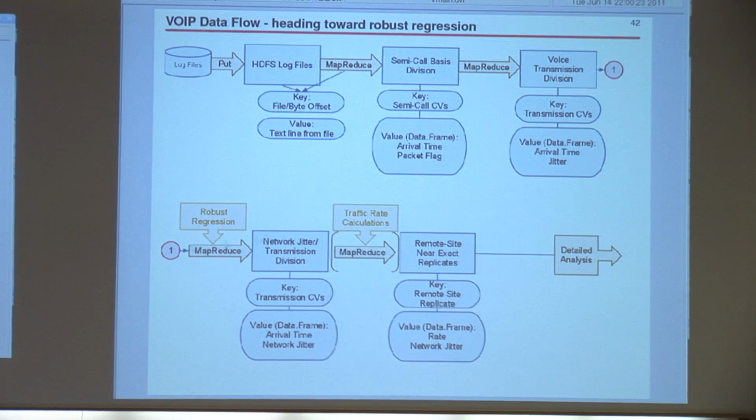This one here means connect, so I'm connecting these to there. The MapReduce is going to transform this voice transmission division into the same division. We're not going to change the conditioning variables that form the key, but we're going to change the jitter value. I'm calling it network jitter. That's not Dr. Cleveland's phrase; I've added that because that's how I understand it. So the data frame will end up being arrival time and network jitter.